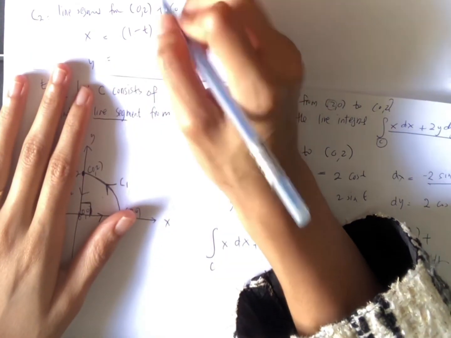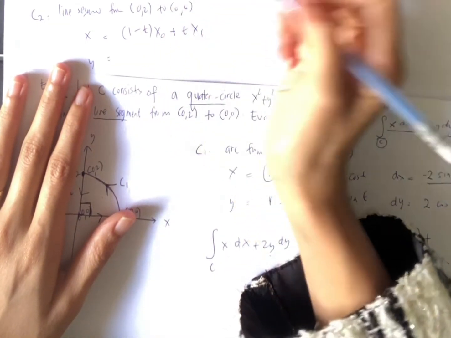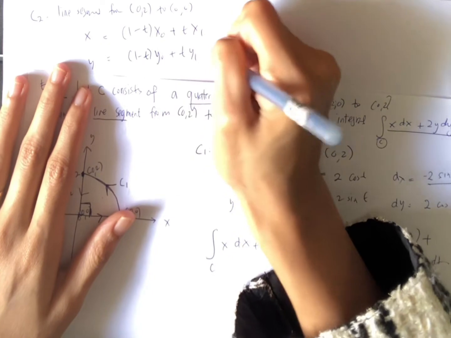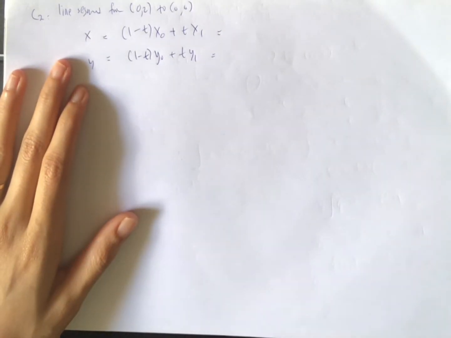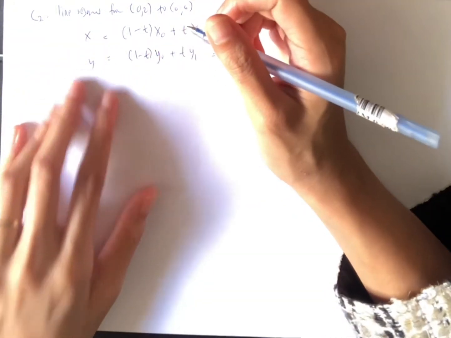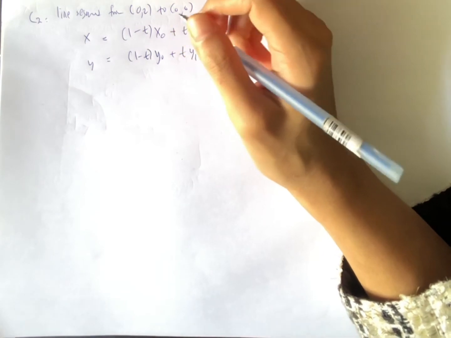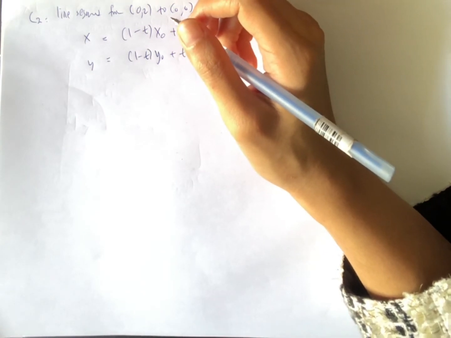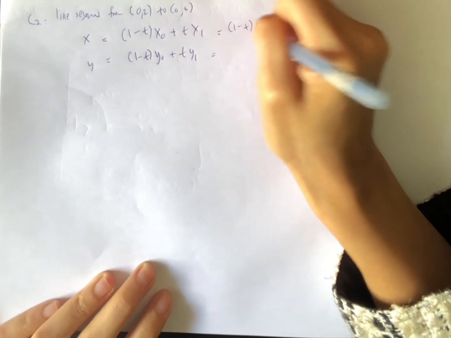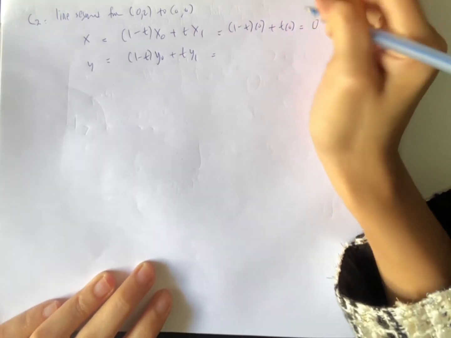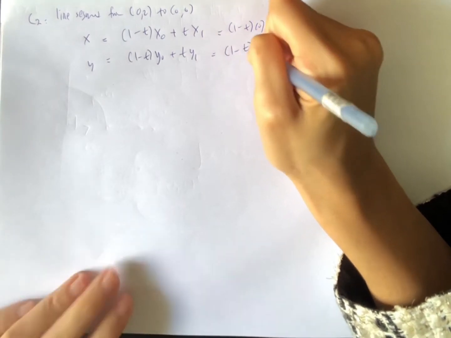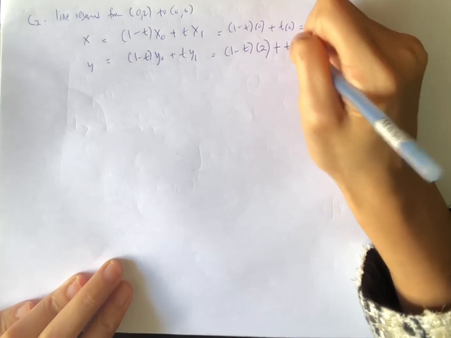So it will be 1 minus t times x naught plus t x1. Same thing for the y equation: 1 minus t times y naught plus t y1. So you may replace it. What is your x naught and x1? So x naught is equal to 0, and same thing, x1 also equal to 0. So this one is 0, t is 0, so this is 0. And then for y naught, this is 2 plus 0.